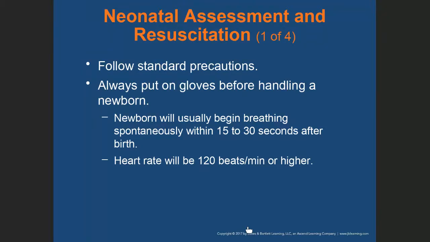A newborn will usually begin to breathe spontaneously within 15 to 30 seconds after birth. The heart rate will be 120 beats per minute or higher. It should not be less than that. If it's less than 100, but above 60, you need to be prepared to start breathing for the neonate. If it's below 60, they will need compressions.